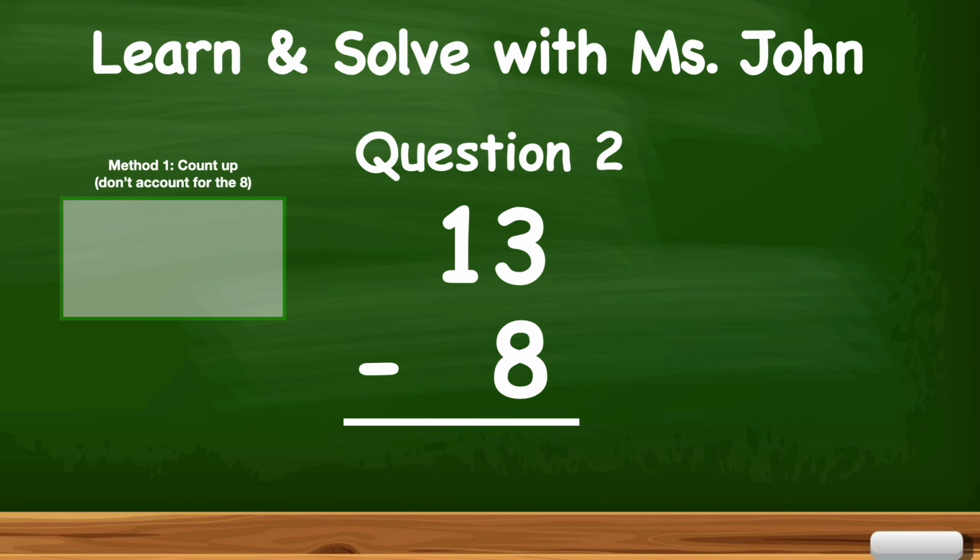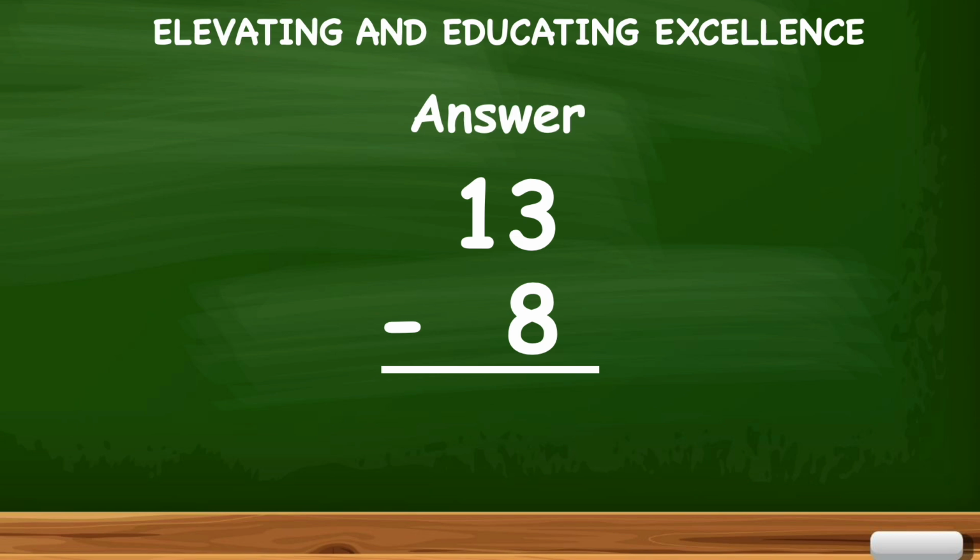We're going to say the number 8, but we're not going to draw a dot for it. So let's begin. 8, 9, 10, 11, 12, 13. Now we're going to count how many dots we just drew. 1, 2, 3, 4, 5. 13 minus 8 equals 5. Again, 13 minus 8 equals 5.